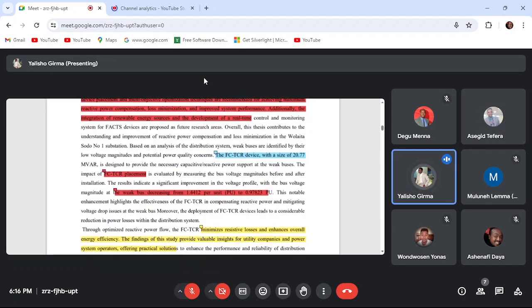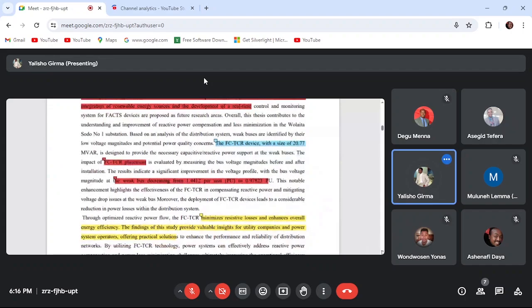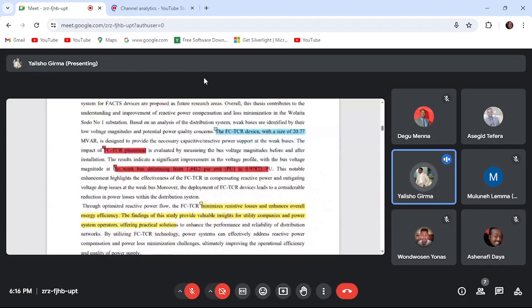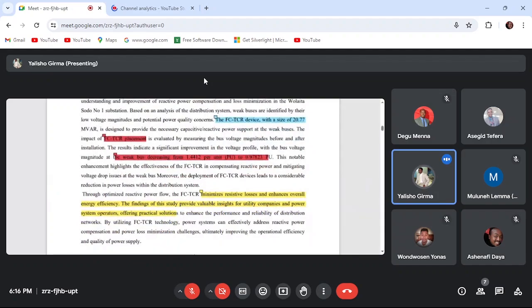So you just try to put here the size of the FCTCR, which is 20.77 MVAR. That looks fine for me. Okay, like that. All other information, for instance, the voltage profile improvements. Your system is operating at an overvoltage condition, from 1.4412 per unit to 0.